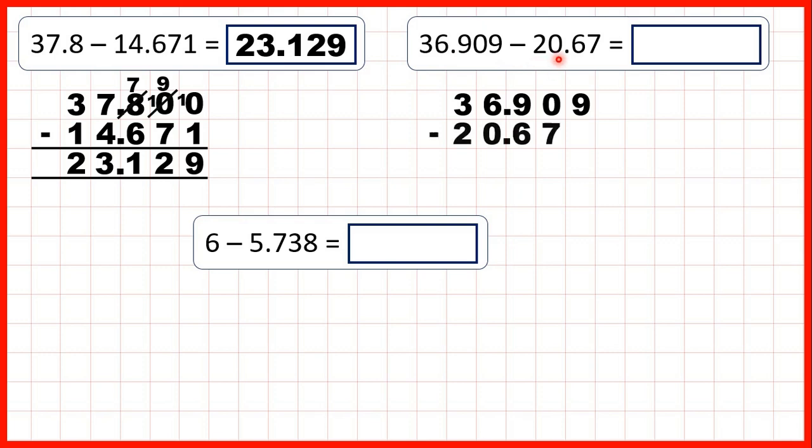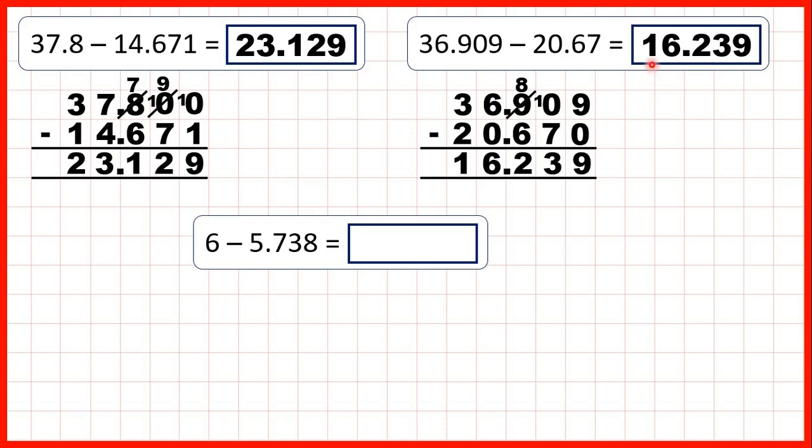Now we have 36.909 minus 20.67. Again, we've got the numbers written out with the decimal points lined up. So now we can write zeros in empty squares and copy the decimal point down into our answer. 9 minus 0 is 9. We can't do 0 minus 7, so go to the left, 1 less, 1 in front. 10 minus 7 is 3. 8 minus 6 is 2, 6 minus 0 is 6, and 3 minus 2 is 1. So our answer is 16.239.